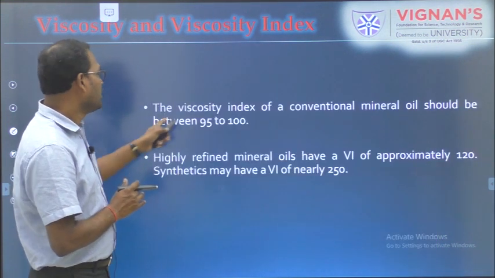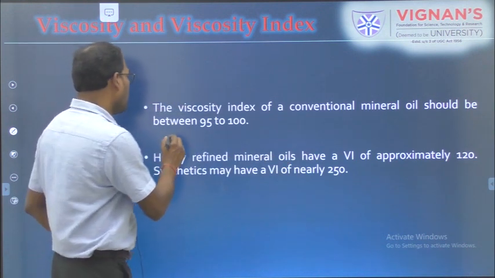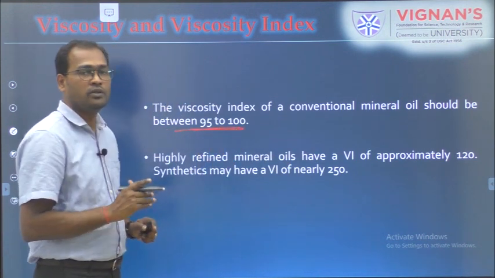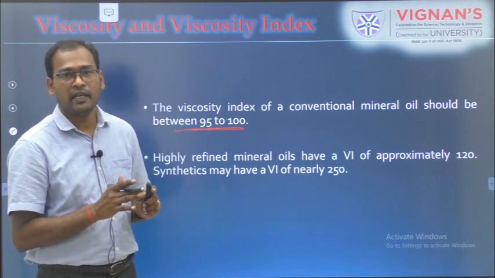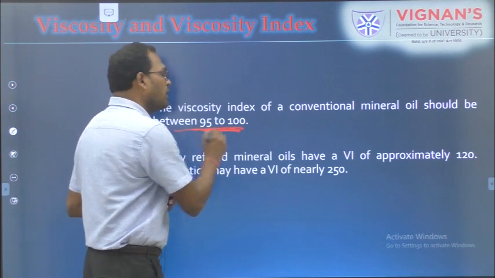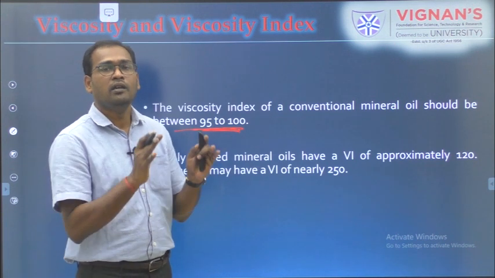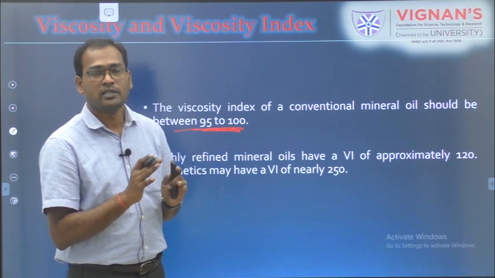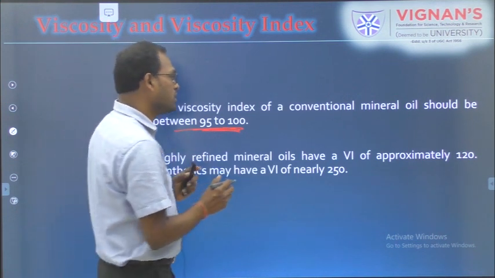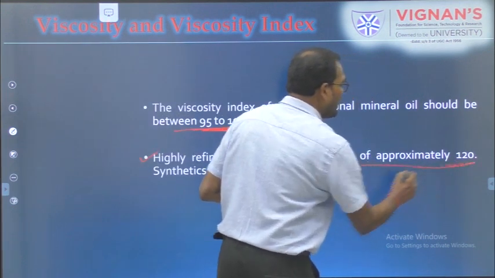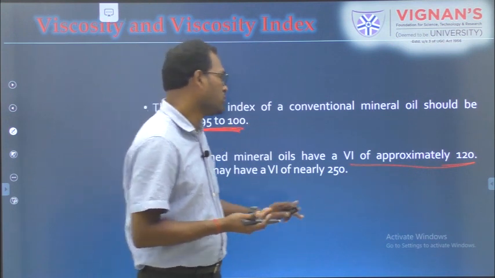So moving forward, the viscosity index of a conventional mineral oil should be between 95 and 100. The best oil should have a viscosity index in the range of 95 to 100. If it has that, that means the material can give efficient performance as a lubricant. Highly refined mineral oils have a viscosity index of approximately 120. So that is a good oil. If you have a better property, that is also welcome.